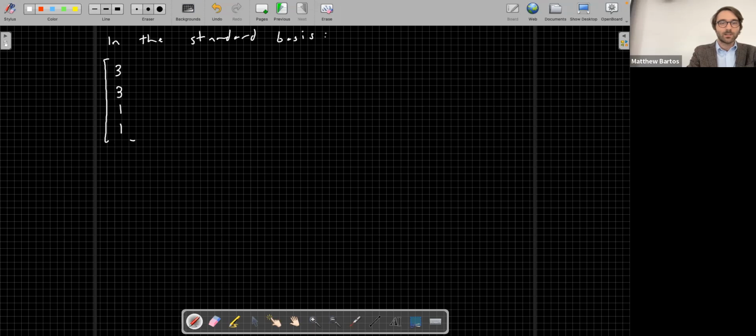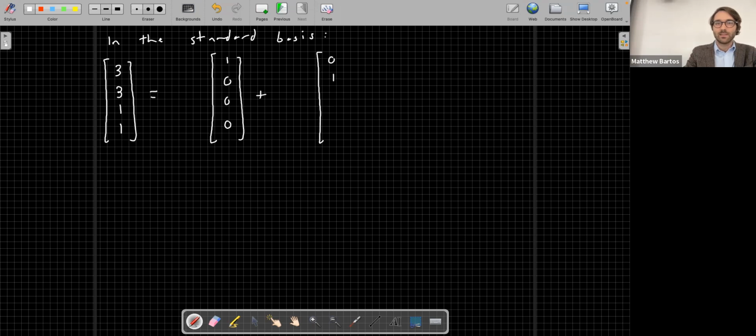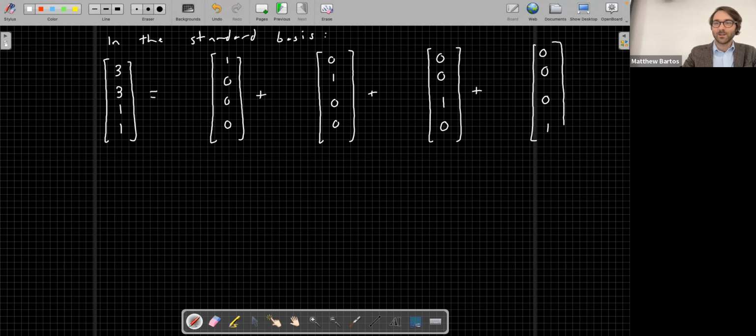So we have 3, 3, 1, 1. We want to create this vector by taking our standard basis, scaling it by some amount, and then adding those elements together. And 0, 0, 0, 1. So it's pretty clear what the coefficients need to be. What does the coefficient of the first one need to be? 3. The second one is 3. The third one is 1. The fourth one is 1.